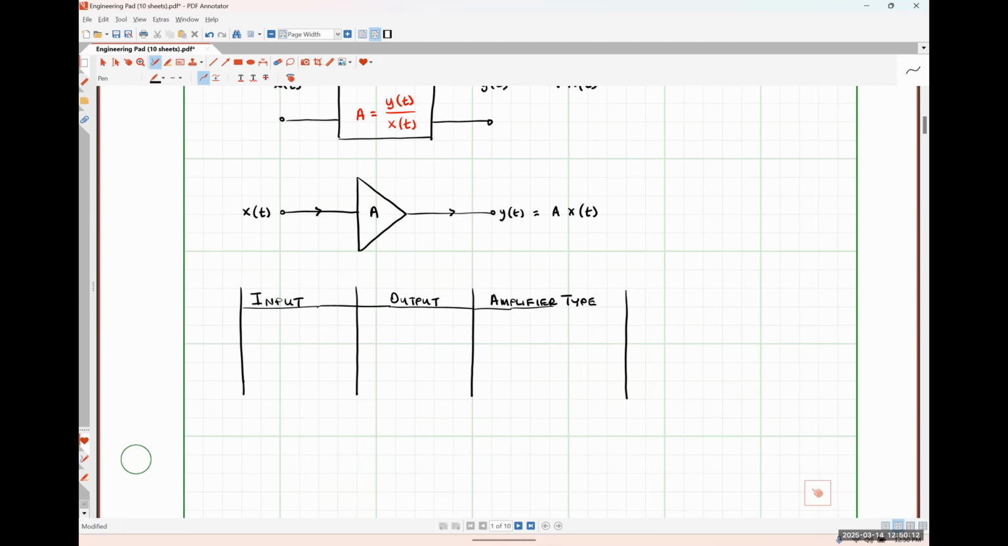So let's start with the one that you guys are probably all the most familiar with. Whenever we have a voltage signal as our input, and we measure a voltage signal at our output, this is hopefully fairly obviously a voltage amplifier. Okay, so voltage goes in, voltage comes out. This amplifier scaled our voltage signal. So this is a simple voltage amplifier.